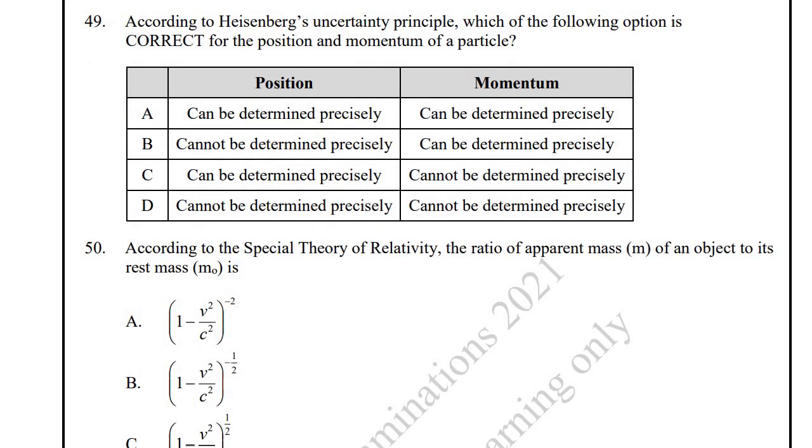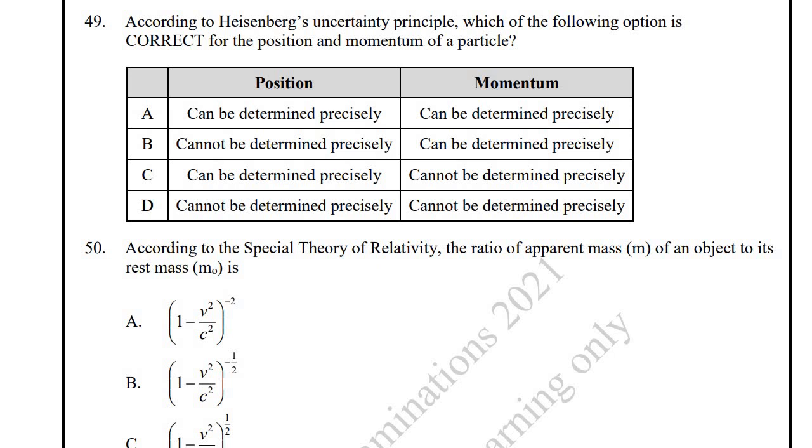Question number 49. According to Heisenberg uncertainty principle, which of the following options is correct for the position and momentum of a particle? So Heisenberg uncertainty principle states about the uncertainties in the position and momentum of the particle, and it states that whenever a particle is moving with near to the speed of light, its position cannot be determined precisely while its momentum cannot be determined precisely at a time.